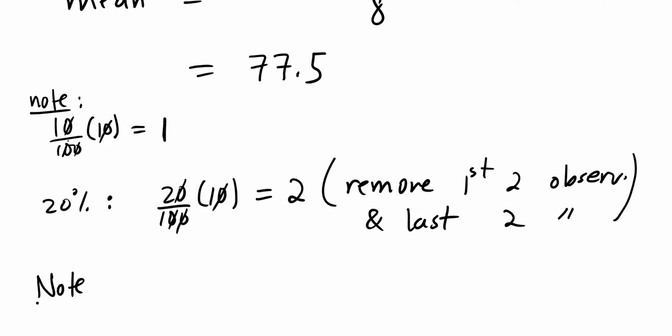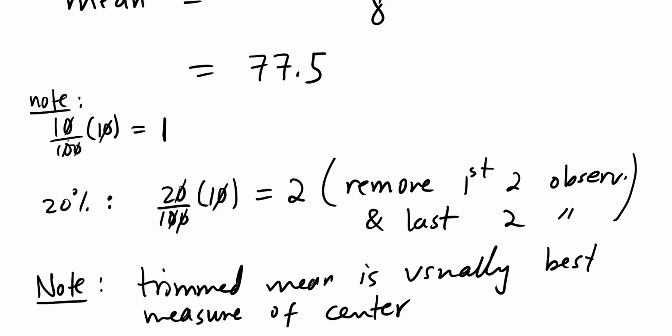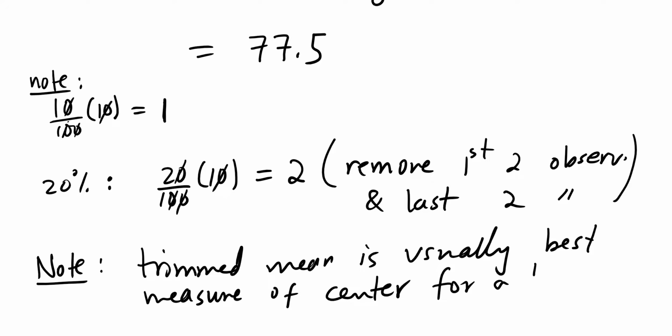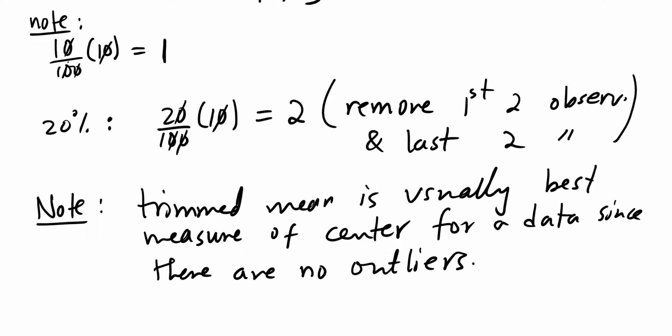Another note about this, trimmed mean is usually the best measure of center tendency for data, since when I truncated, the zero was an outlier. Since there are no outliers, it's good. We would always love to see no outliers in the data. Outliers affect the mean in the data.